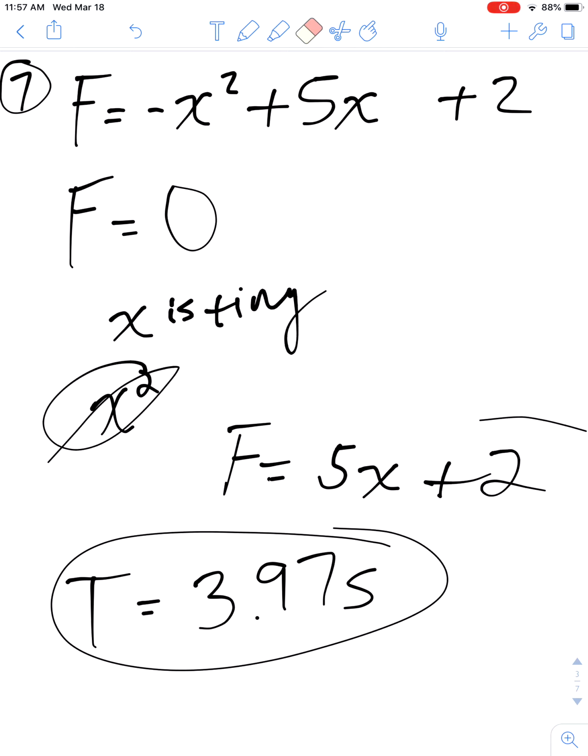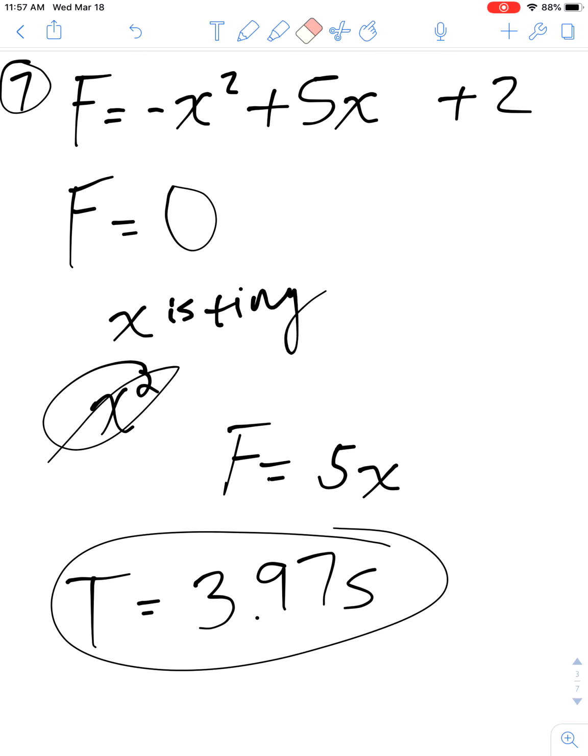But in reality, that doesn't make sense quite either. Why not? Because if x is 0, then F would be 2. And what that implies is that the spring is applying a force when it's not stretched. Well, springs don't do that, right? So we actually don't want that 2 there either.